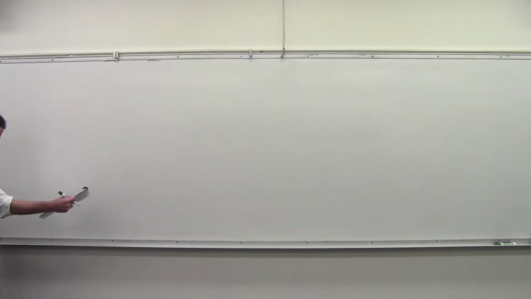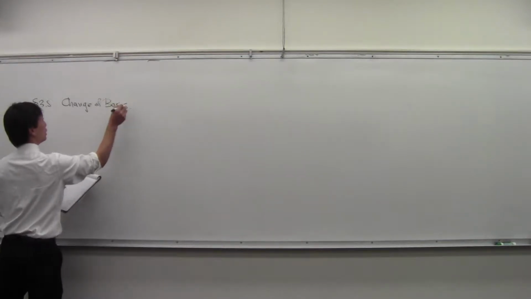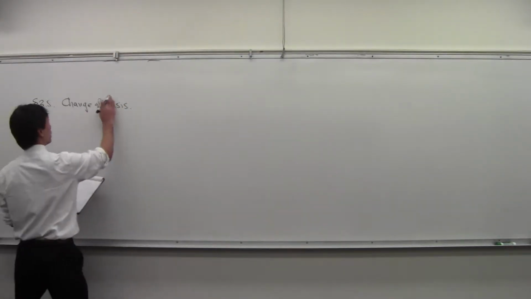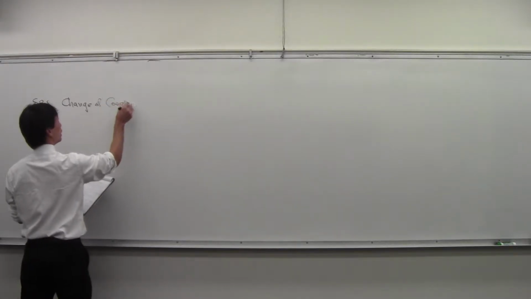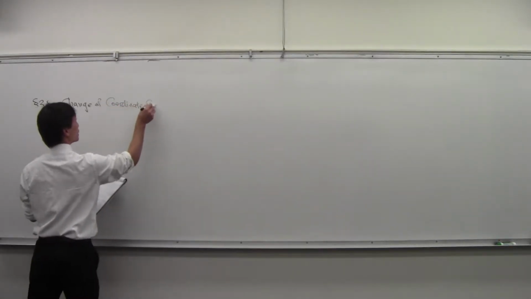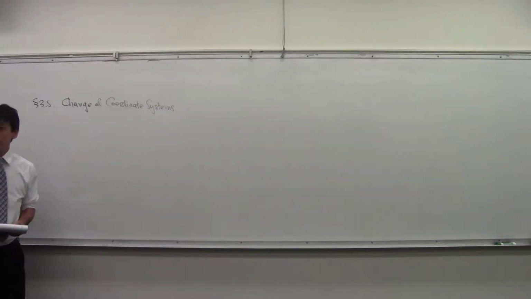So today we're going to do section 3.5. It's about something called change of basis. Okay, really the way to think about it is the change of coordinate systems. Okay, so remember last time we said that we made this thing called a basis, right?